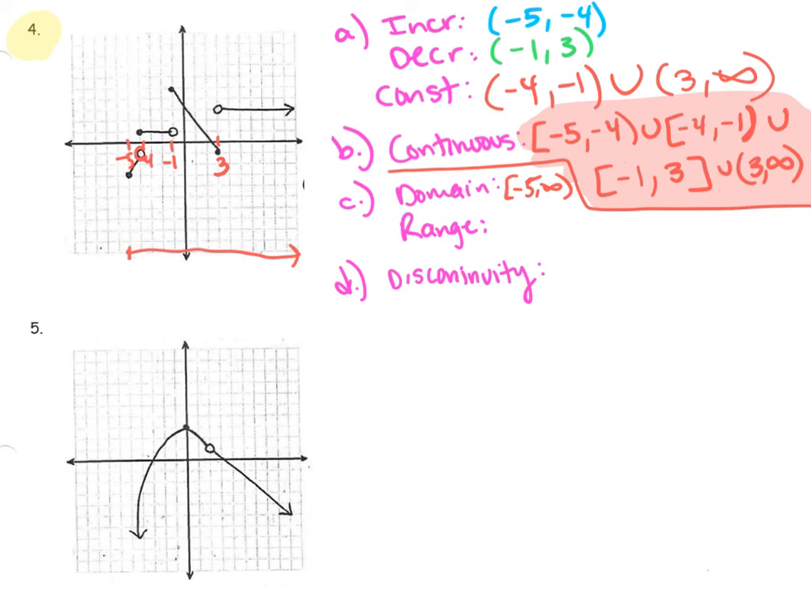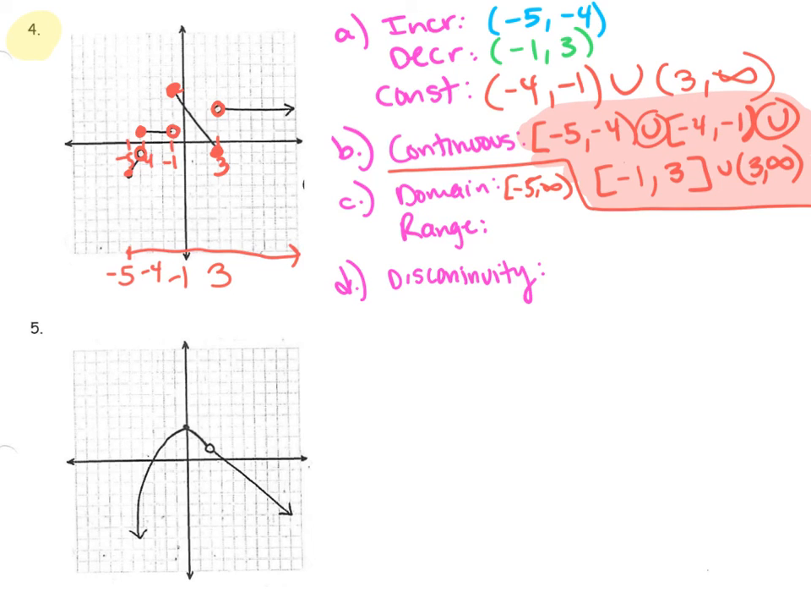Even though there's an open circle here, guess what? There's a point when x is negative 4. Even though there's an open circle here, guess what? There's a point when x is negative 1. So even though there are those open circles, I still plug the point at a different value. So I'm covering all my bases. At negative 5, I've got a value. At negative 4, I have a value. At negative 1, I've got a value. And 3. So the domain is from negative 5 to infinity. You don't need the unions.